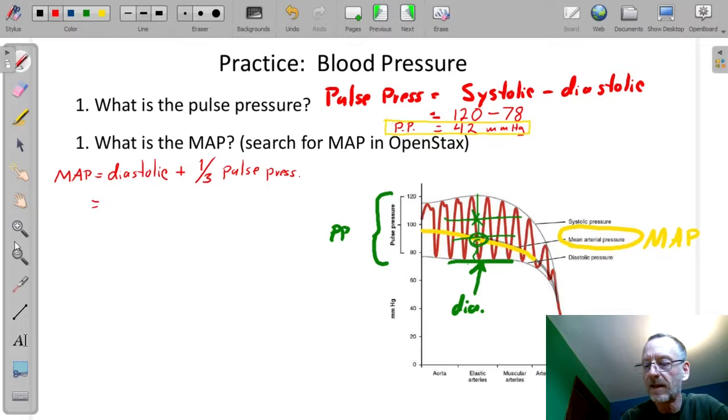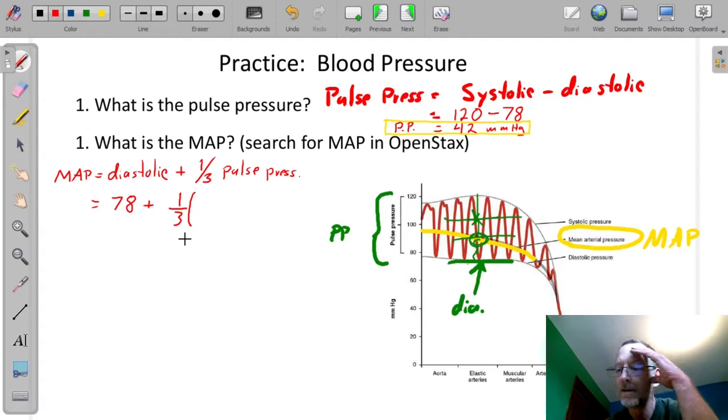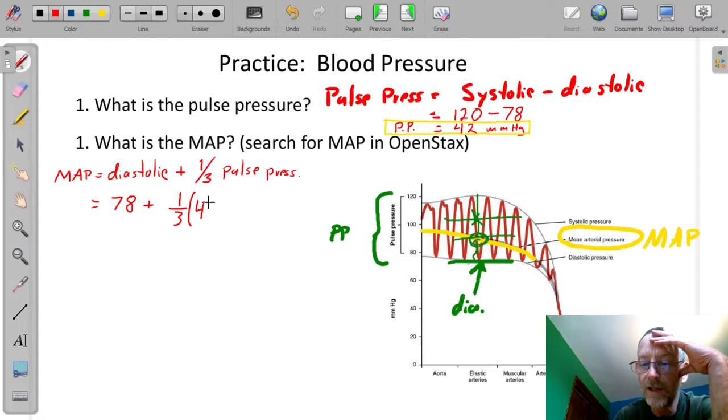So it's, what did we say our diastolic was? 78. 78 plus 1/3 of our pulse pressure, which we said was 42. So plus 1/3 of 42. So you could just rewrite that, right, as 78 plus 42 divided by 3.